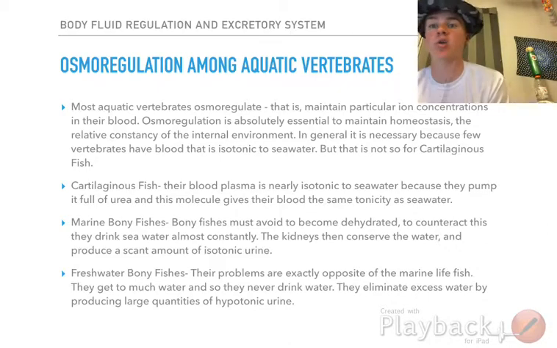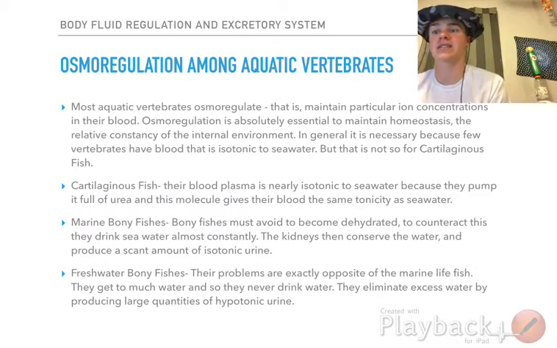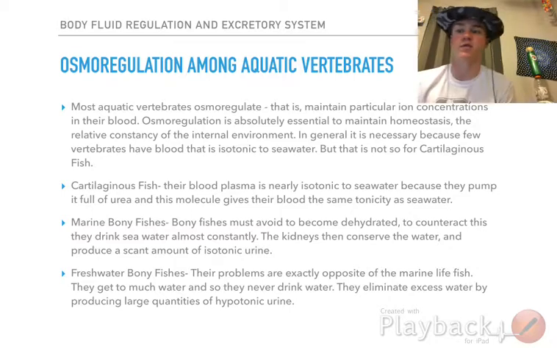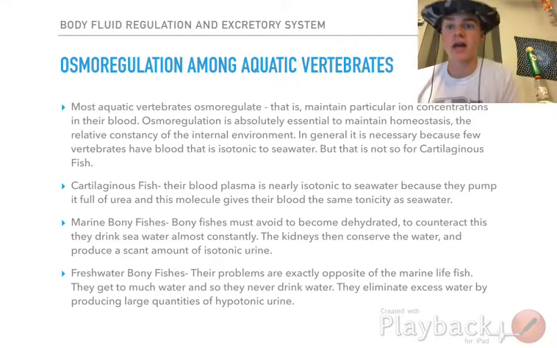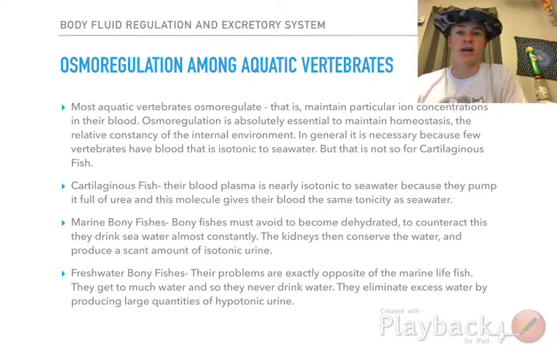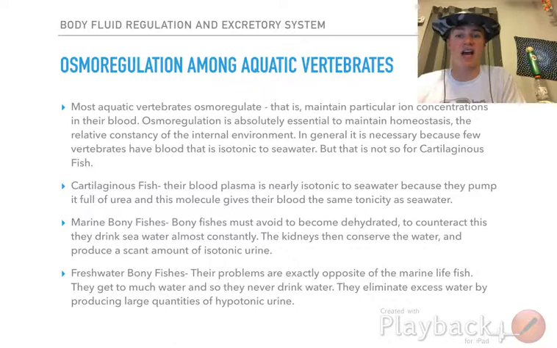All right, osmoregulation among aquatic vertebrates. Aquatic vertebrates use osmoregulation, that is, they maintain particular ion concentrations in their blood. Osmoregulation is absolutely essential to maintain homeostasis, the relative consistency of the internal environment. In general, it is necessary because few vertebrates have blood that is isotonic to seawater, but that is not so for cartilaginous fish. Cannot pronounce words today, but we're still going to grind it out. Cartilaginous fish have blood plasma that is nearly isotonic to seawater because they pump it full of urea, and this molecule gives their blood the same tonicity as seawater.